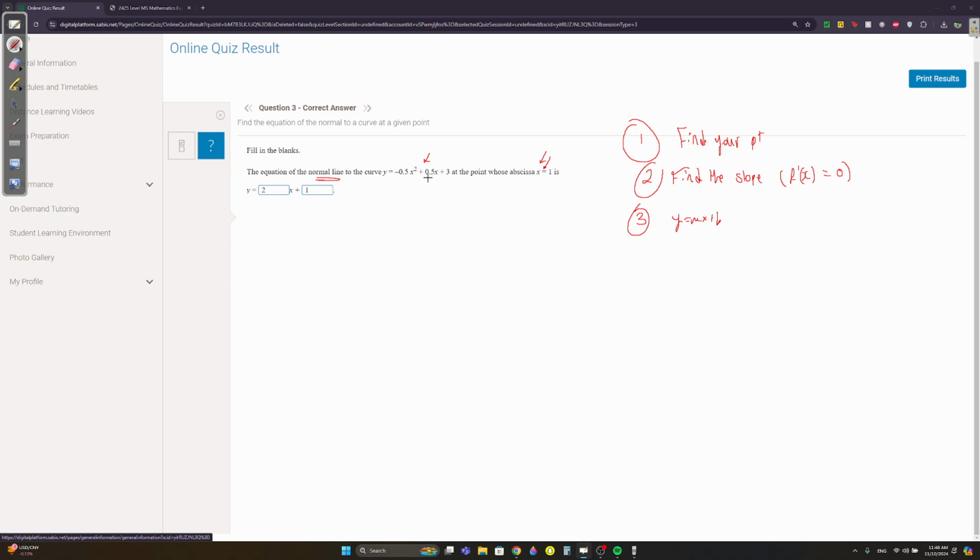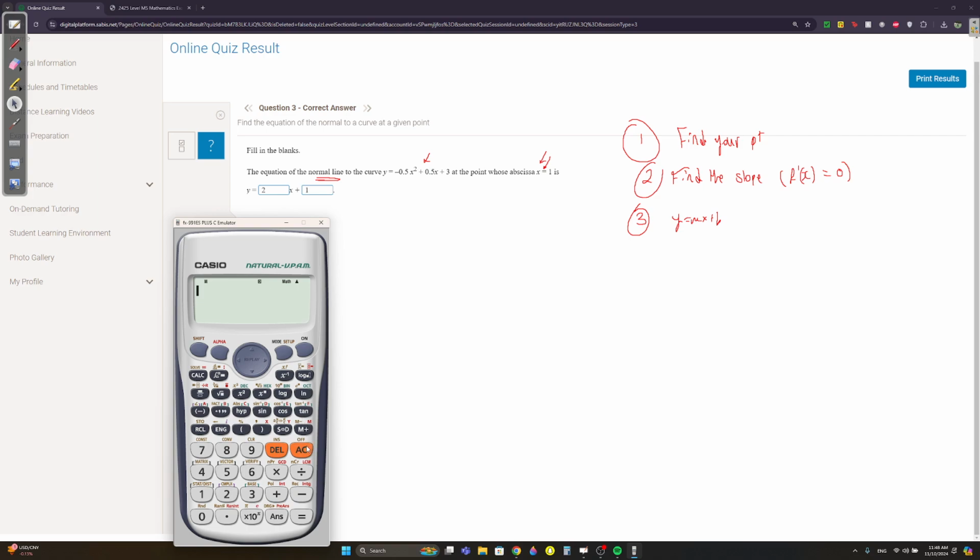They gave me x equals 1. At x equals 1, what is the y? I always need to find my point. Let me plug it in. You have 1 squared plus 0.5 times 1 plus 3. So my point is (1, 3). So we found the first one.